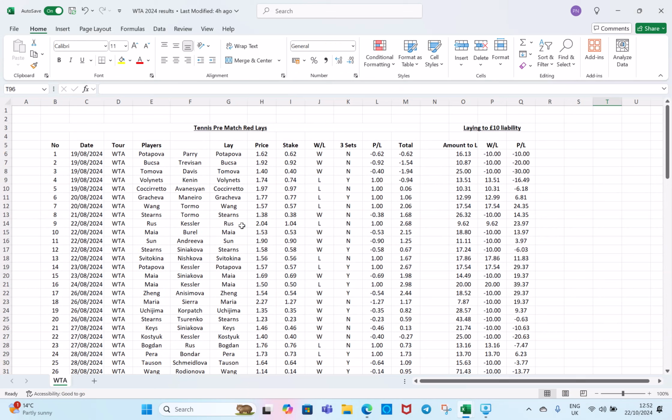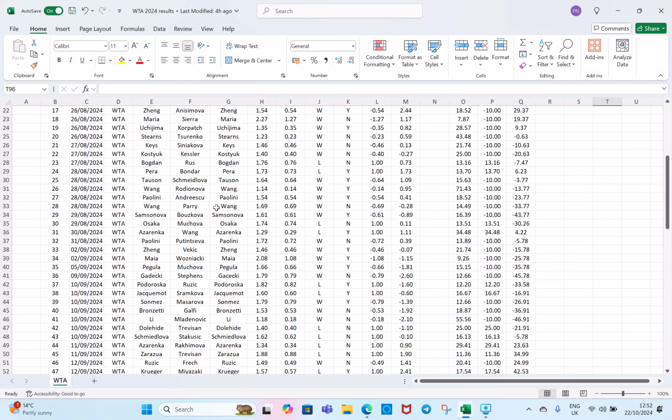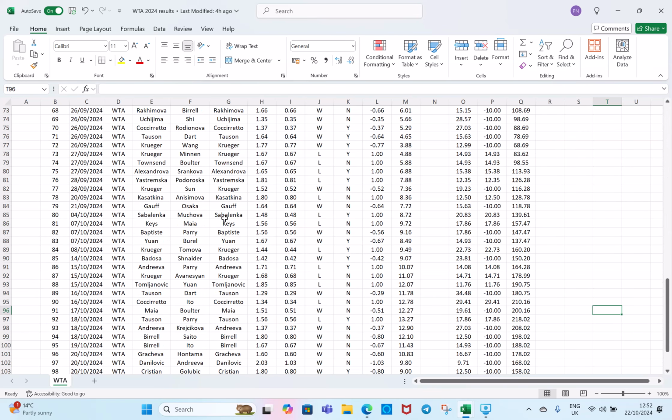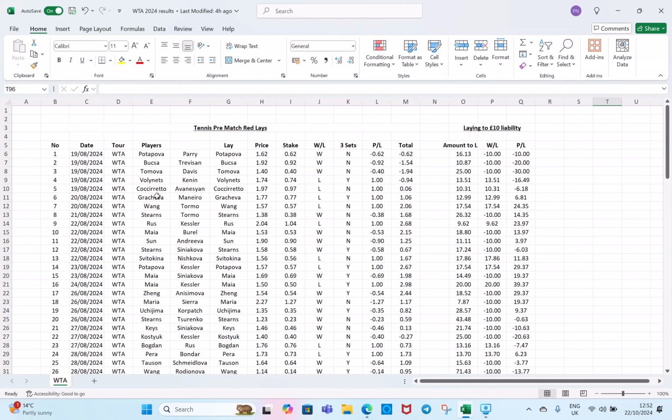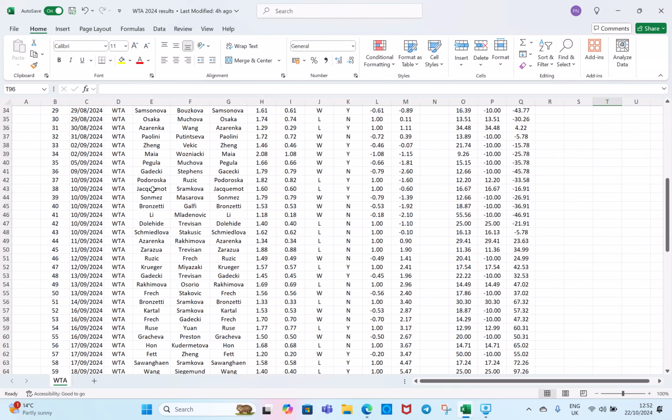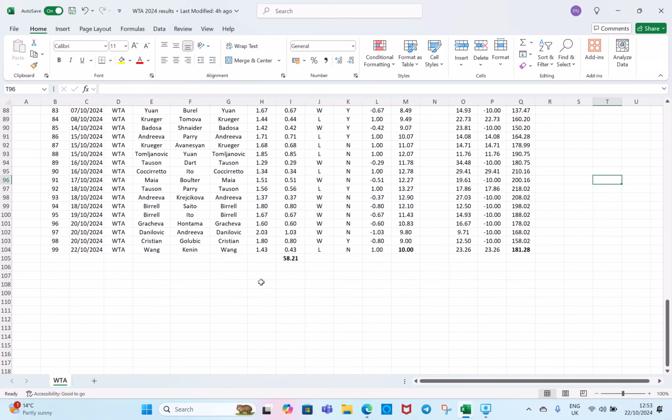What we've done, we've removed the ATP. We were making good gains with the WTA, but the ATP was going sideways, and it was making the whole thing go sideways. The WTA has been successful over the last 4 seasons. We started recording from scratch here at the 19th of August.